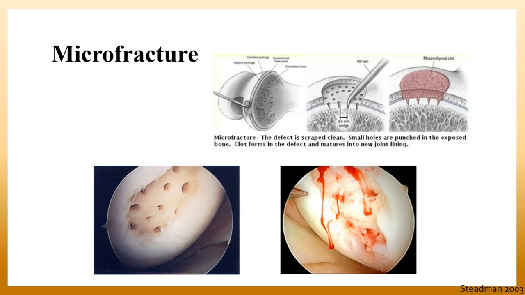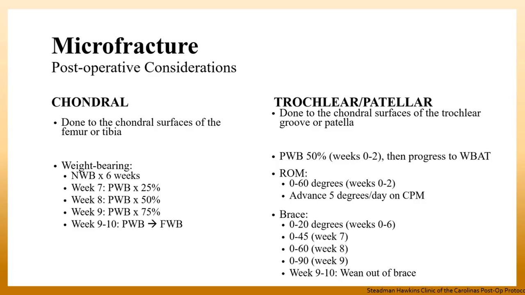And here's a better picture of that. So they use these burrs, they poke holes literally into the bone to elicit bleeding. This fibrin clot, this blood clot, forms in the cartilage defect and then regrows basically new cartilage. Now this is not hyaline cartilage, this is fibrin cartilage, and so it's not as good as your native cartilage. So here are some postoperative considerations for microfracture, both chondral and trochlear or patellar.